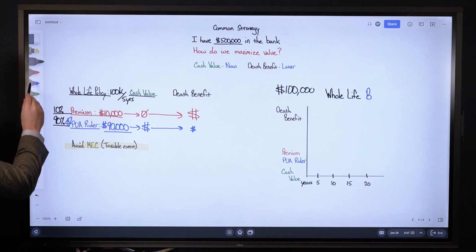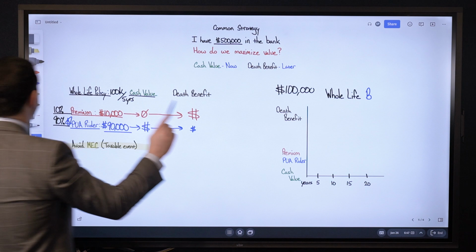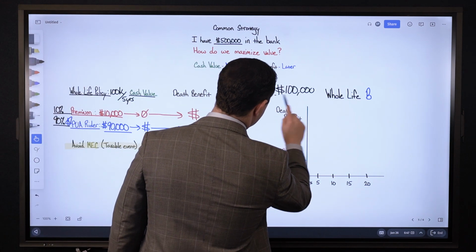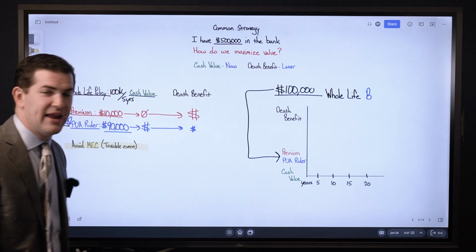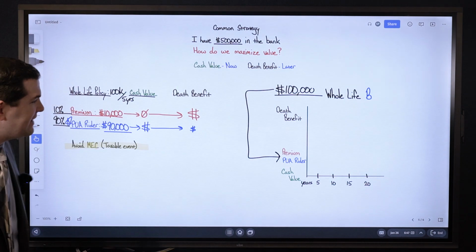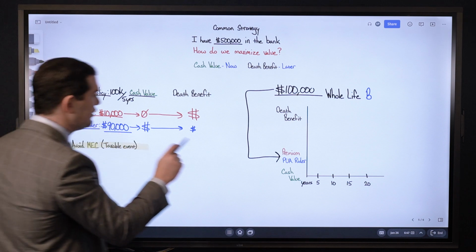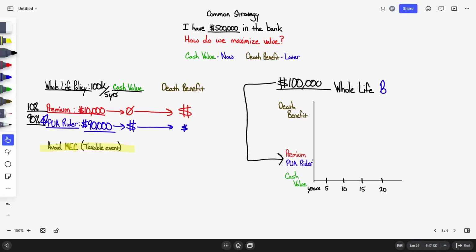So back to our chart over here. If he's funding that $100K per year, what do we have? Well, you've got $10,000 going toward the premium, $90,000 toward PUAs. How long is he going to fund it? 5 years. And then he's going to stop altogether. So stops at 5 years. The cash value is positive by year 5, actually a little bit earlier.